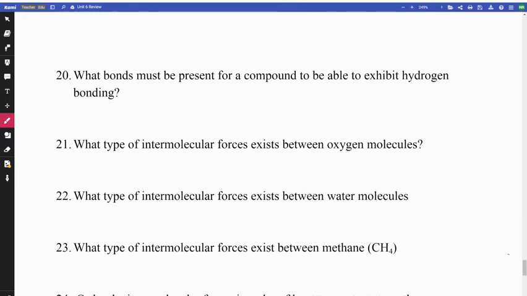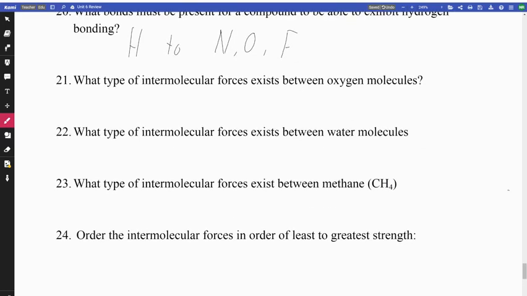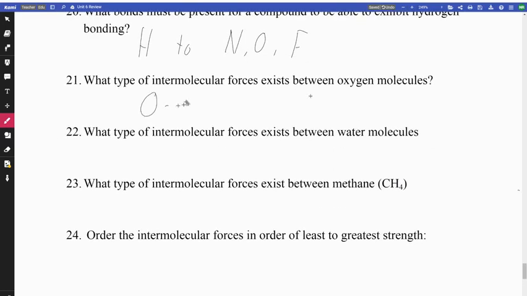All right, so what bonds must be present for a compound to be able to exist in hydrogen bonding? We already talked about that. Hydrogen bonded to N, O, or F. What type of intermolecular forces exist between oxygen molecules? If we have oxygen bonded to another oxygen, that is a non-polar molecule. If it's non-polar, it does not have dipole-dipole. It does not have hydrogen bonding, but everything has London dispersion forces. So that is the only thing that it has.